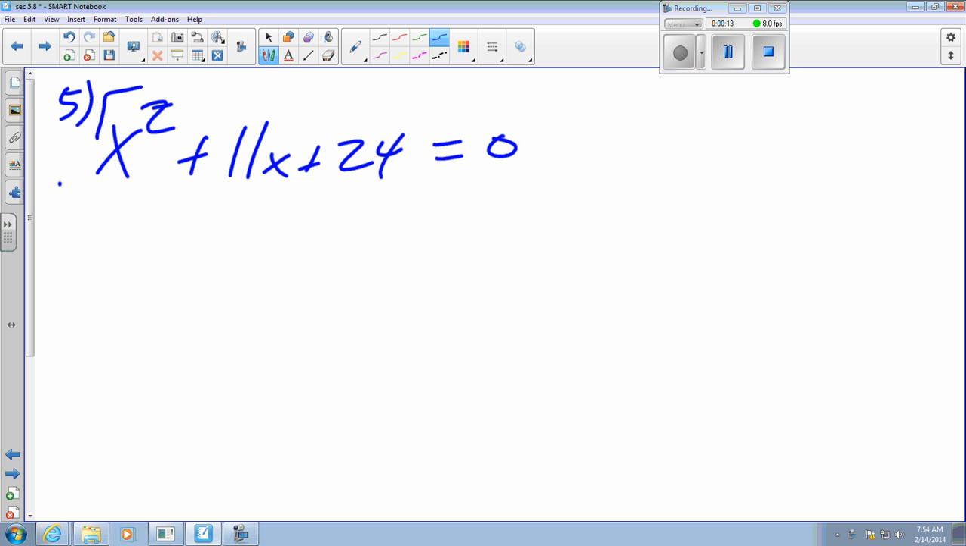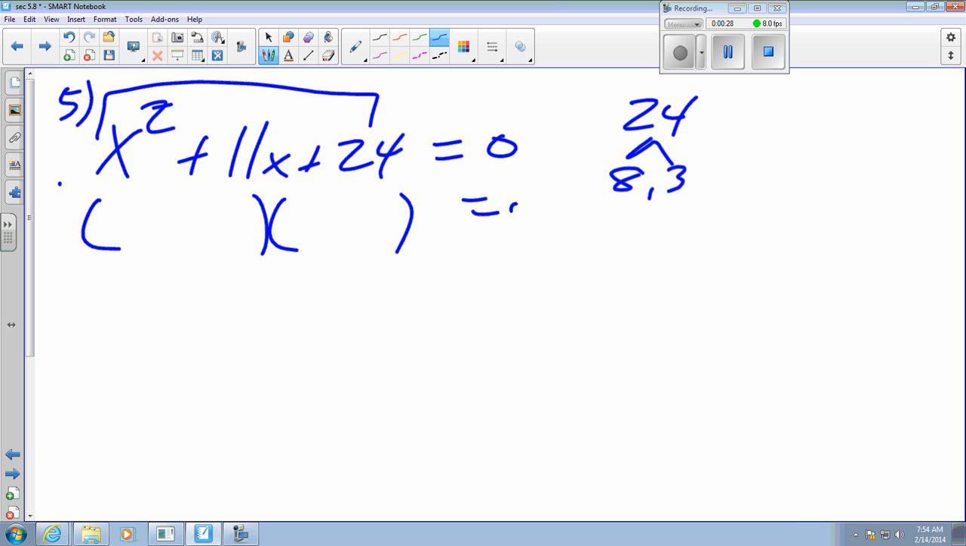Well, to factor it, I'm going to take a times c is 24. Factors of 24 that add up to 11 are 8 and 3. I'm going to use the shortcut where, since there's no number in front of the x squared, we know that those two numbers are going to be the numbers in here.